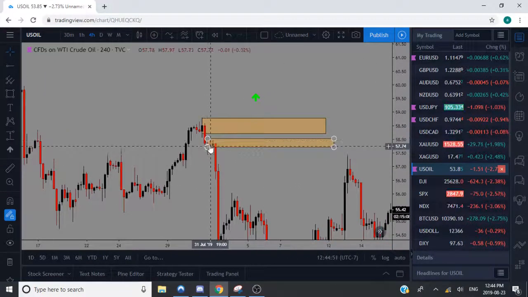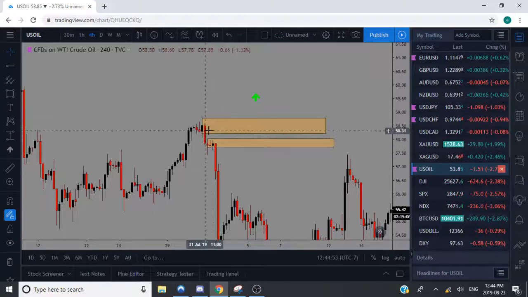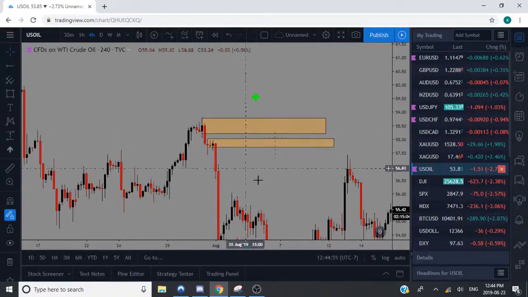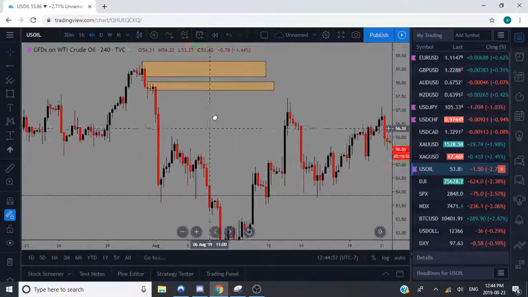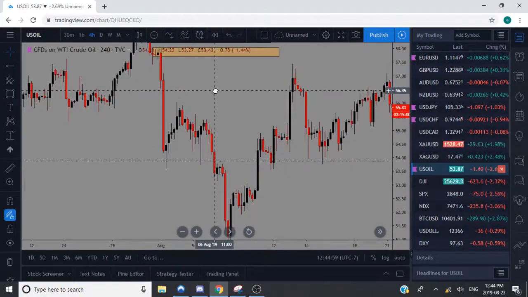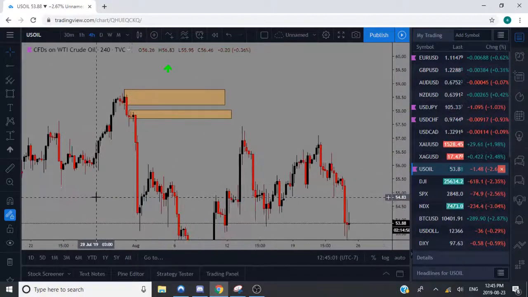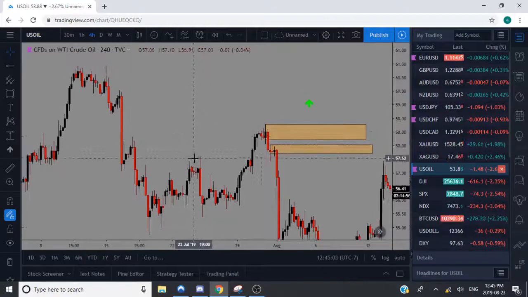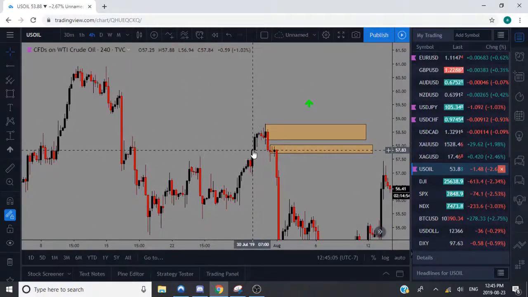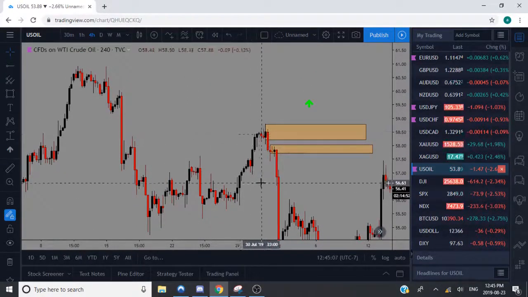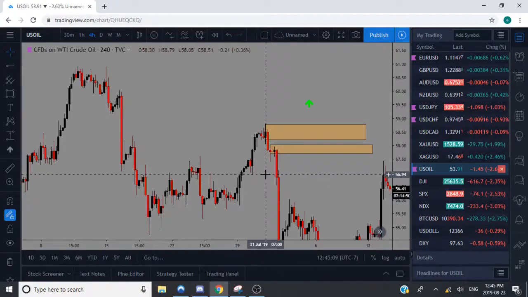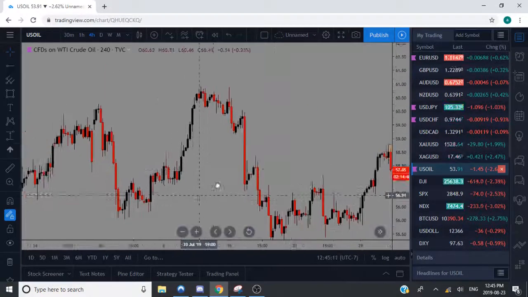Two zones close to each other, two armies, two base camps sitting right here. I think you guys get it, so I won't go into too much detail. Try to find two levels on top of levels. And usually the levels on top of levels happen with a rally-based drop or a drop-based rally first, and then you get the continuation pattern.